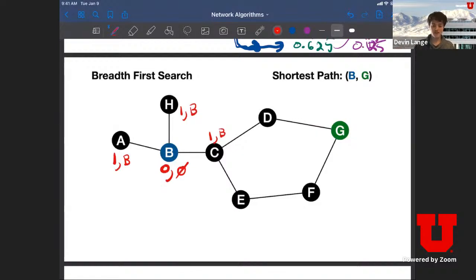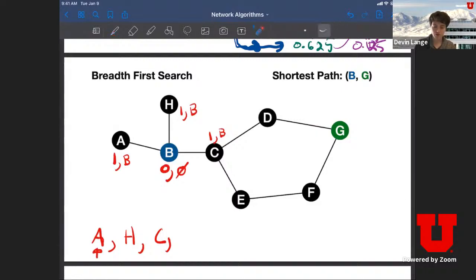So that's step 1. Next, we are going to keep track of all of these nodes that we just looked at in a queue. So I'll just write this down at the bottom here. We have A, H, and C. So we're done with B now. Next thing we do is we pop off the first element in this queue. So that's going to be A.